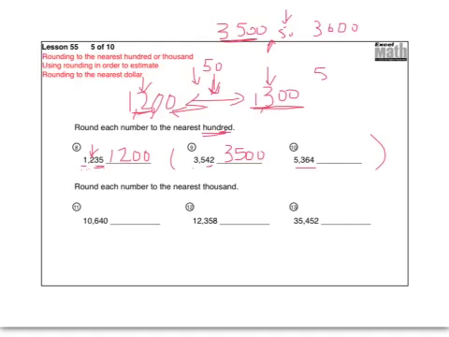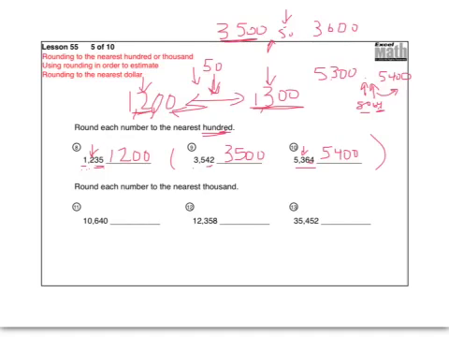5,364 comes between 5,300, there's the hundreds place right there, and 5,400. Right in between is going to be 5,350. This is 5,364. Well, 64 is going to be after 50. 5,364 is going to be a little bit closer to 5,400 than 5,300. So that's what you should have put for that answer.